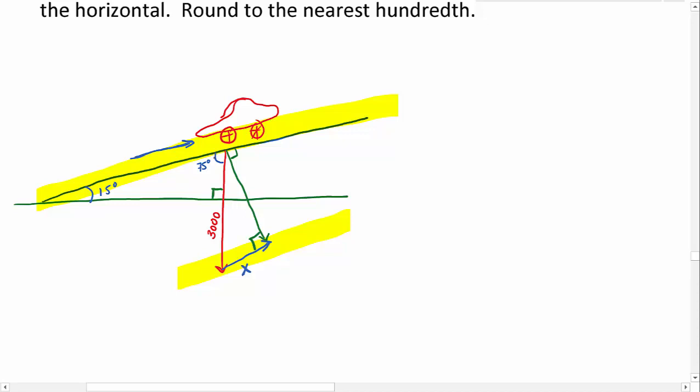Okay, back to our two parallel yellow lines. Those lines are still parallel, and now we have a different transversal that's cutting. See, this red vector is also a transversal cutting two parallel lines, and alternate interior angles are congruent. Therefore, this angle down here is going to be 75 degrees.